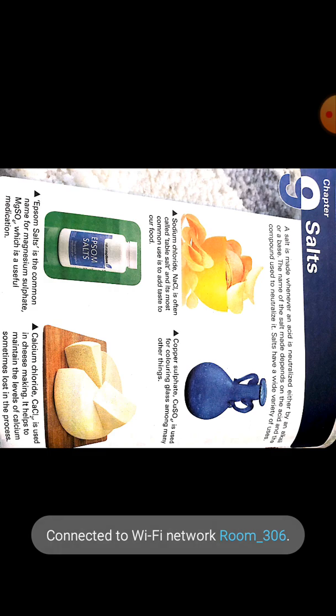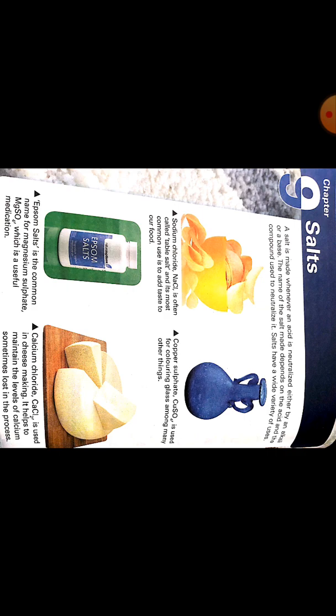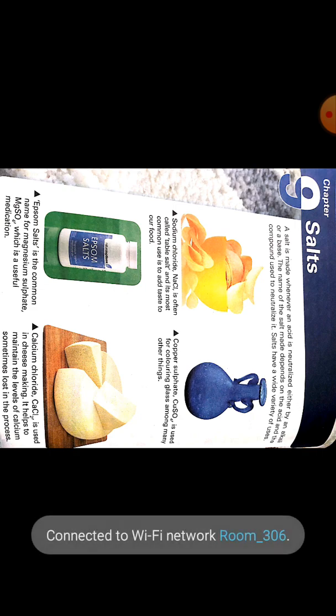Magnesium sulphate is useful for medication, and it is also used in laboratories to make different types of products and chemicals. Calcium chloride is used in cheese making, and it helps to maintain the levels of calcium, and it is also used in different chemical reactions in the laboratory. So all these salts are used in laboratory also.